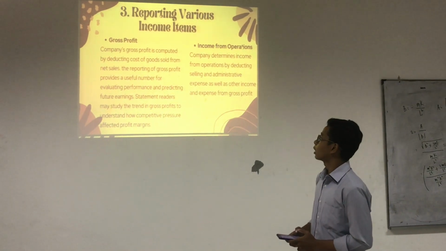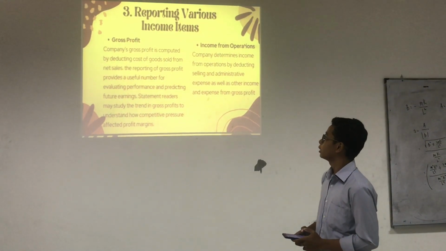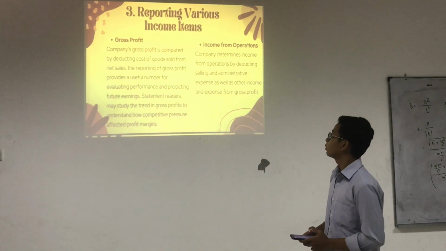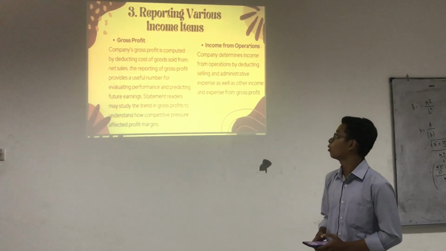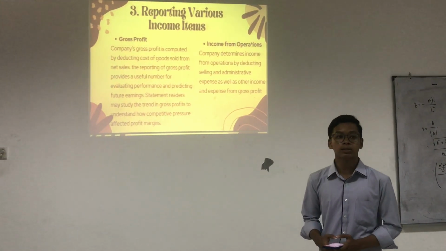And then we will talk about income from operation. Company determines income from operation by deducting selling and administrative expense as well as other income and expense from gross profit.